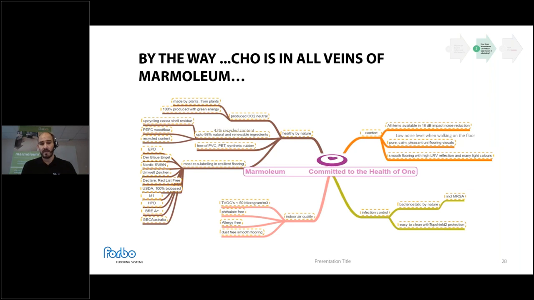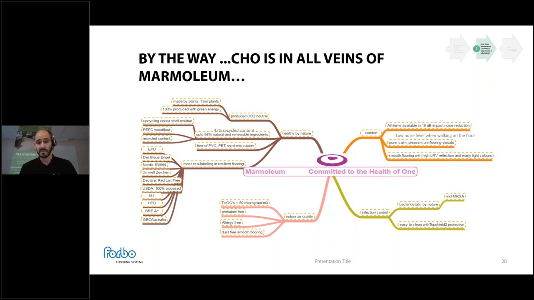And by the way, Marmoleum is committed to the health of one. So just to show you, it's healthy by nature. It's produced CO2 neutral. It has recycled content, we have 43% recycled content, and up to 98% natural and renewable material. It's free of PVC, synthetic rubber, or PET, and it's the most eco-labeled resilient floor covering.